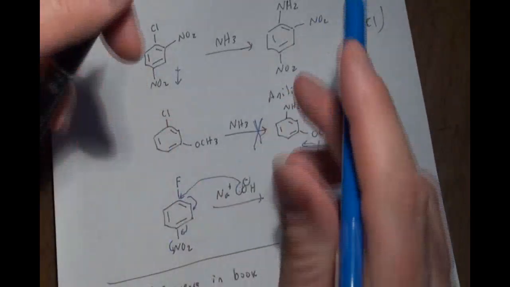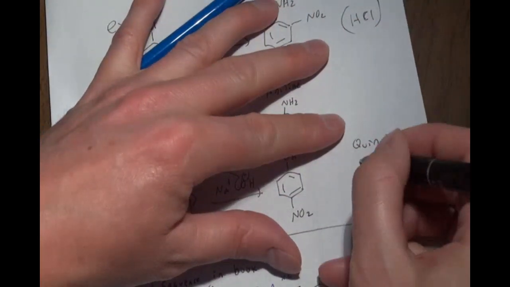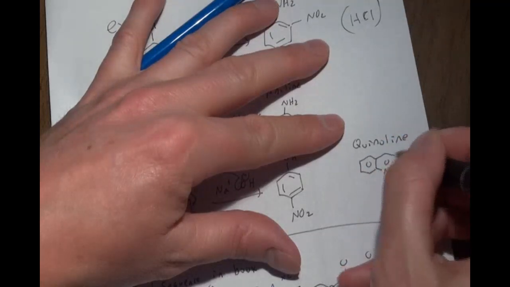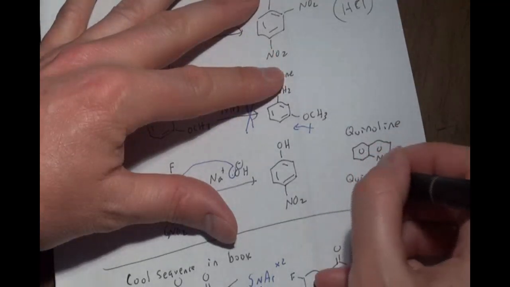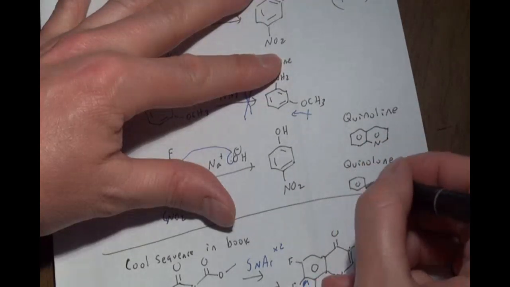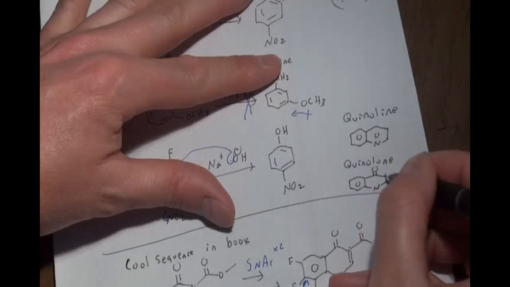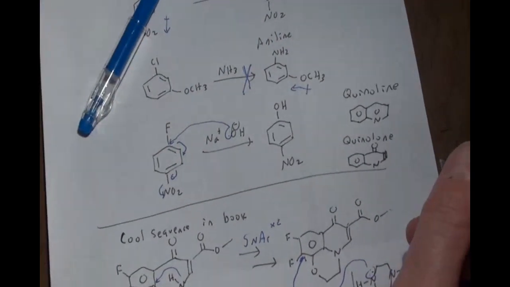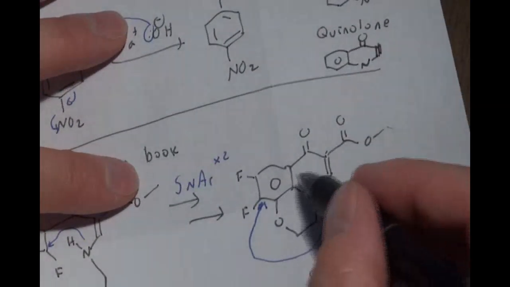Okay. So yeah, quinoline looks like that. A quinoline and a quinolone kind of has a ketone up top. So that's more of what a quinolone is. And you can see the quinolone there.